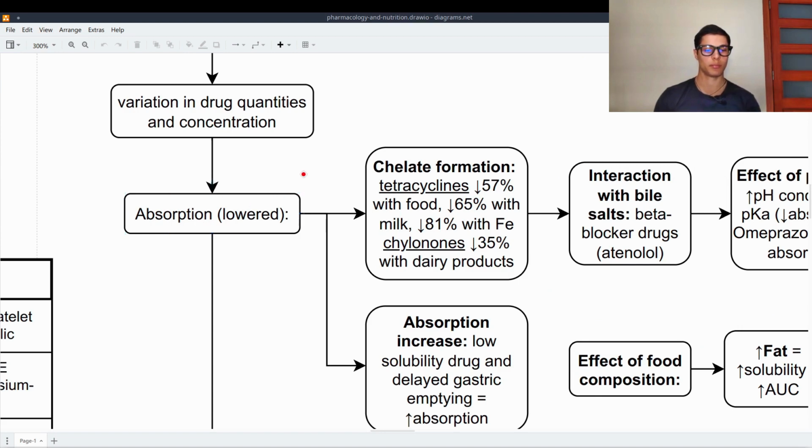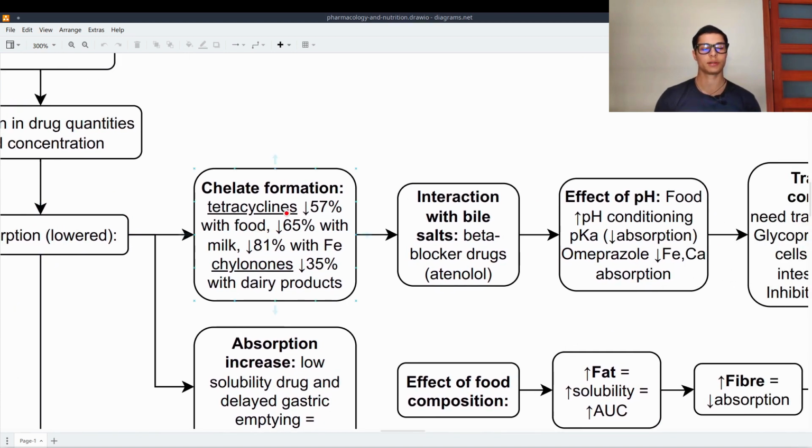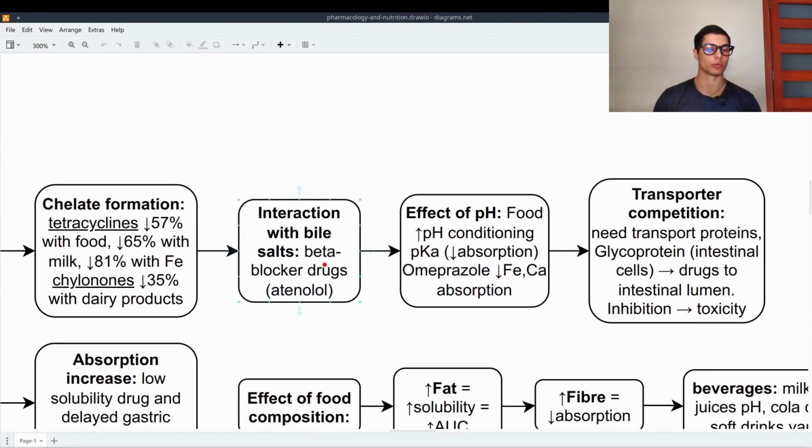Absorption is lowered by chelate formation. Tetracyclines, which are antibiotics, will be 57% less available when taken with food, 65% less available with milk, and 81% decrease with iron. Quinolones will decrease by 35% with dairy products. Then we have the interaction with bile salts. For example, beta blocker drugs such as atenolol will interact with the bile salts.